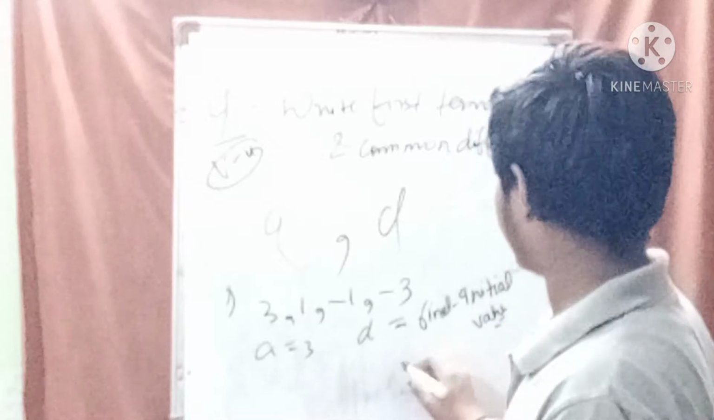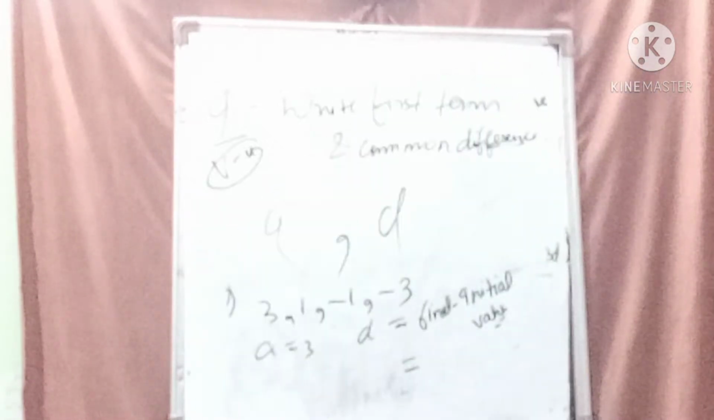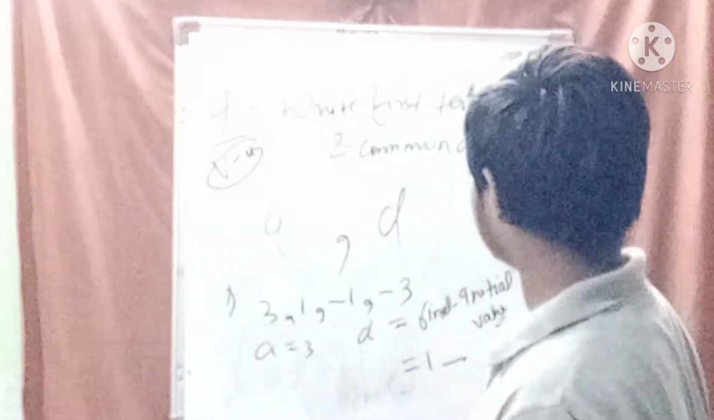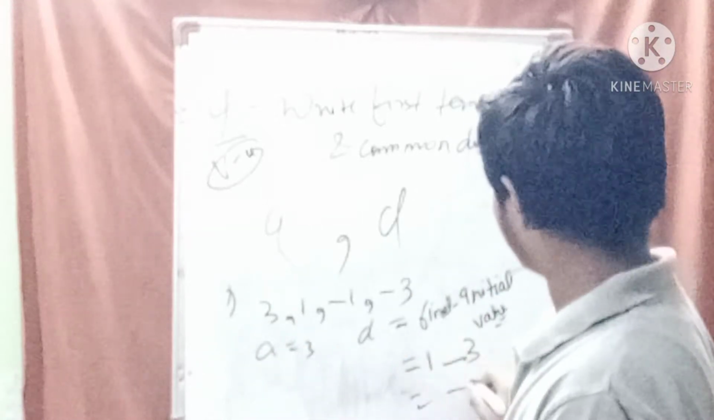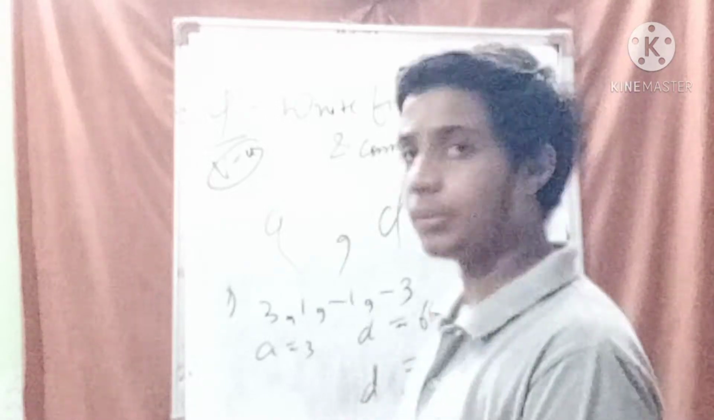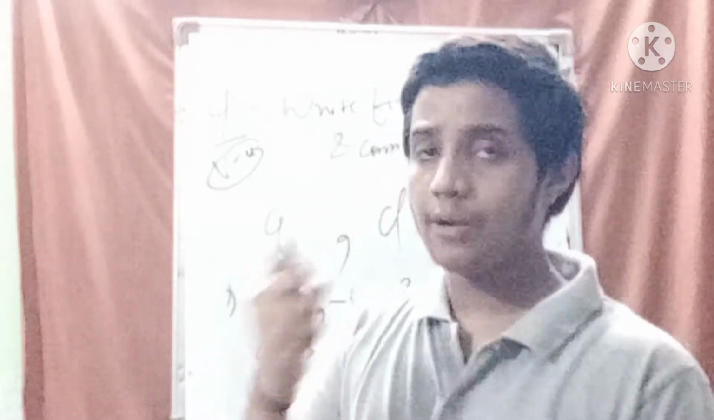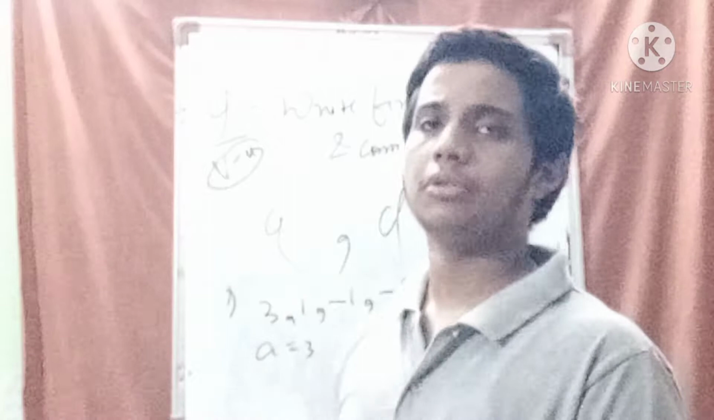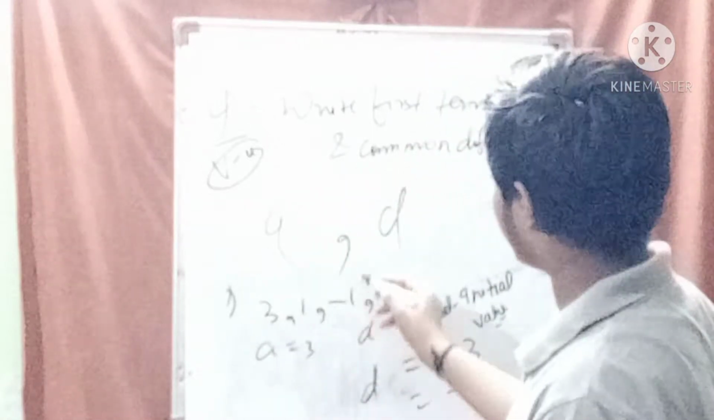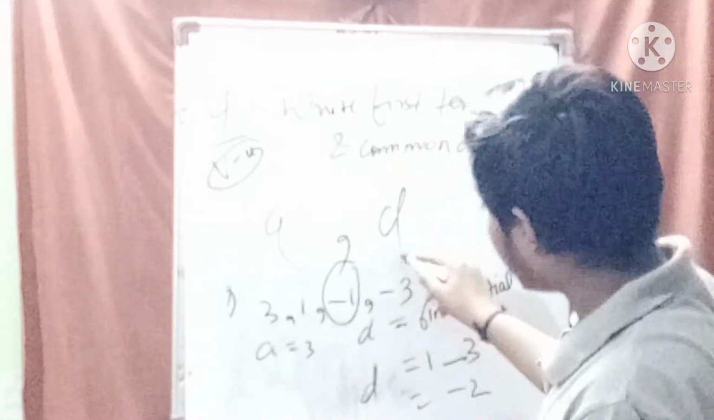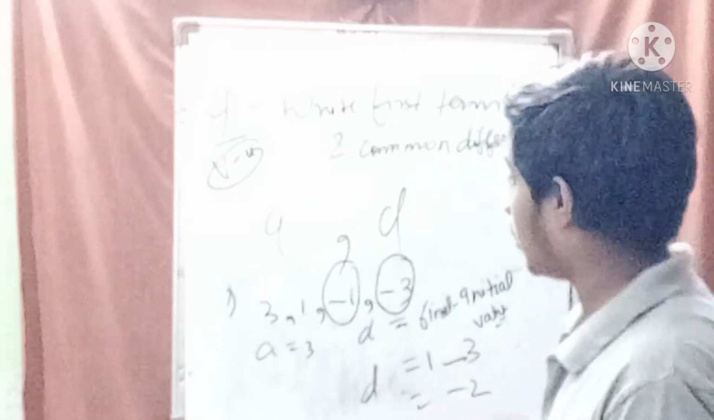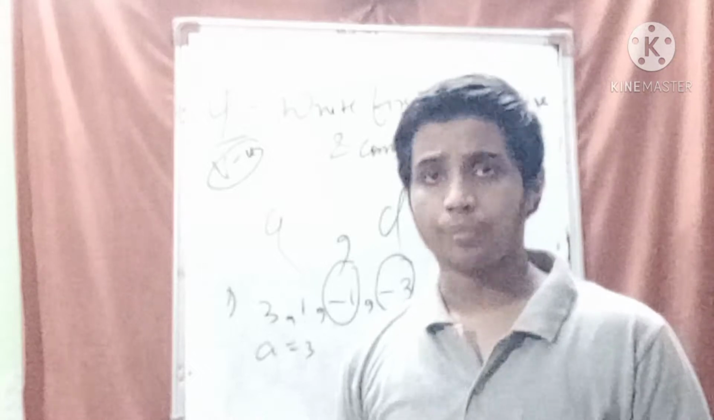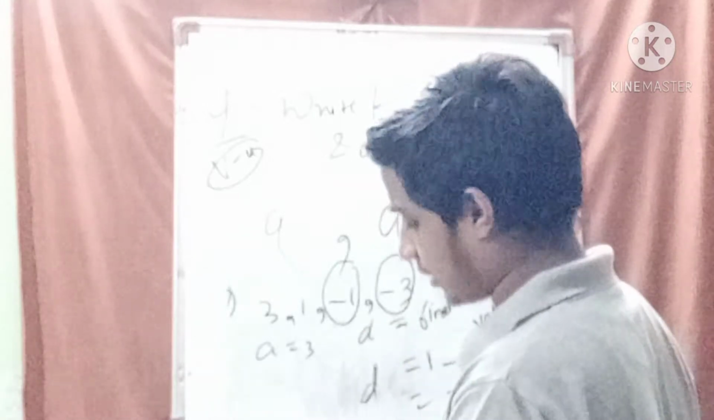Final minus initial. Final is 1. 1 minus initial value 3. That is minus 2. So simple. D is equal to minus 2. You can calculate D from any point. You can take minus 1 also as a reference. Minus 3 also you can take as a reference. It doesn't depend on which one you take as a reference. So the next question. Let's start the next question.